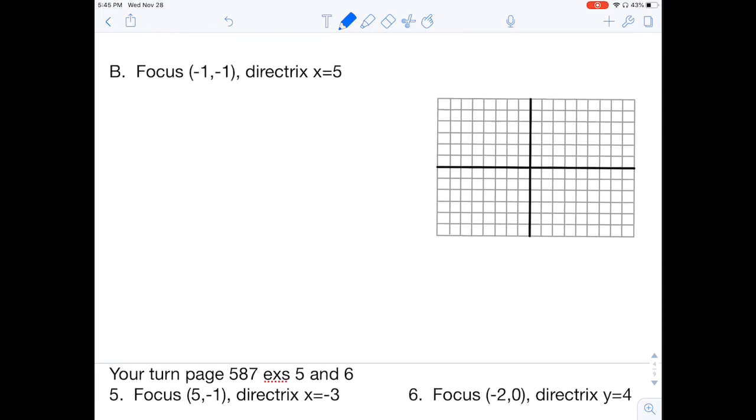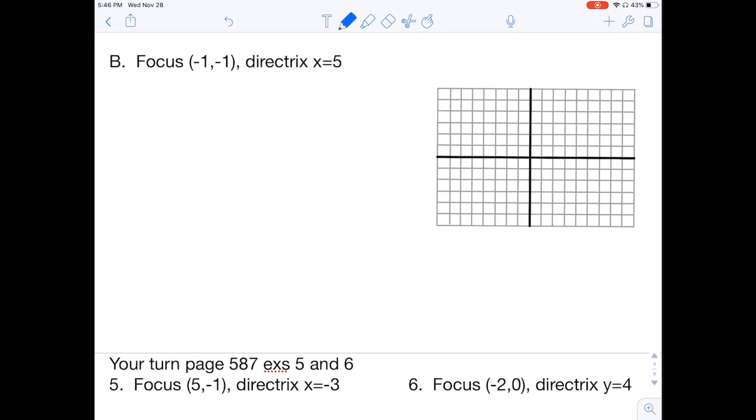Let's move on to example B. What I want you to do right now is figure out which direction it's opening up. Choose the appropriate equation. Okay, so let's go and do that. So our focus is at negative 1, negative 1. And our directrix is at the vertical line x equals 5.